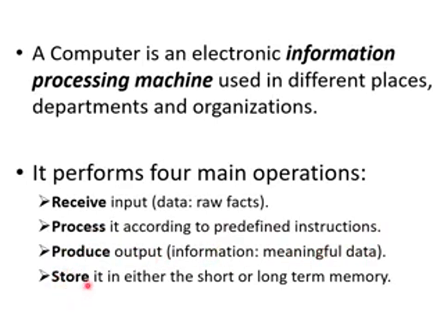whether you are going to store it permanently or discard it. So that's what makes a computer a computer. It performs four main operations: receives input, processes the input, produces the output from the input, and then you decide whether you are going to store it after it has produced it.